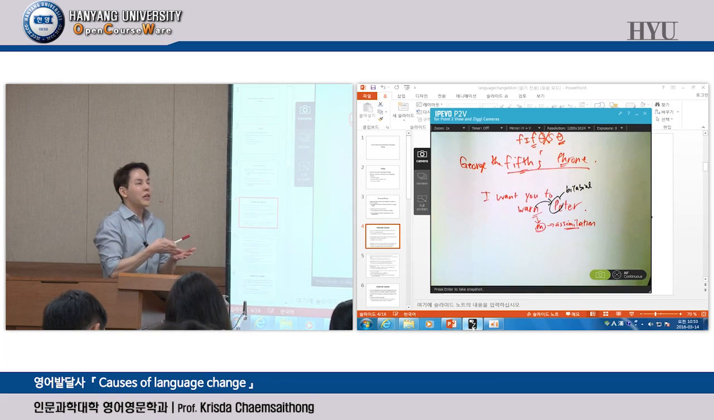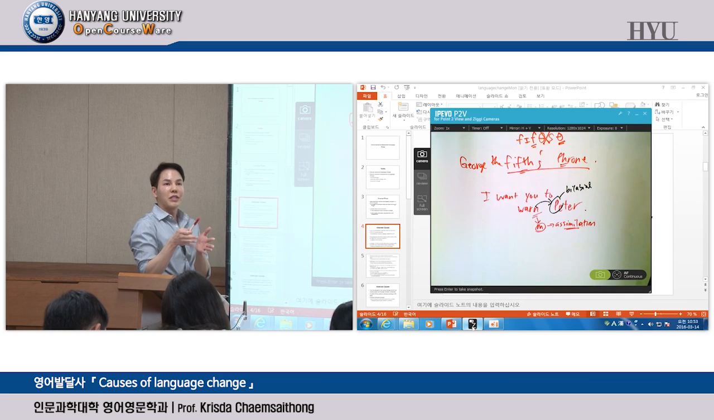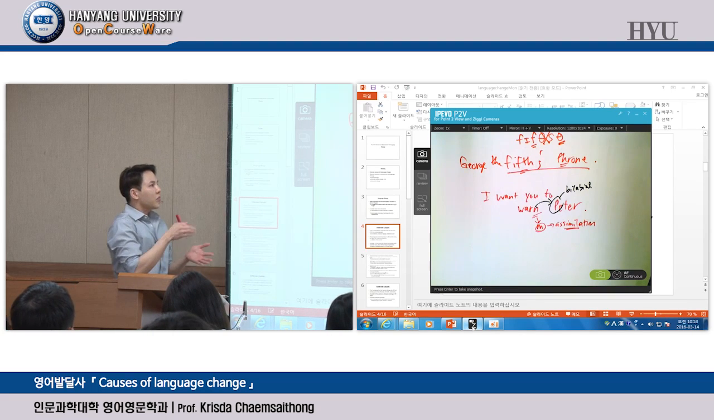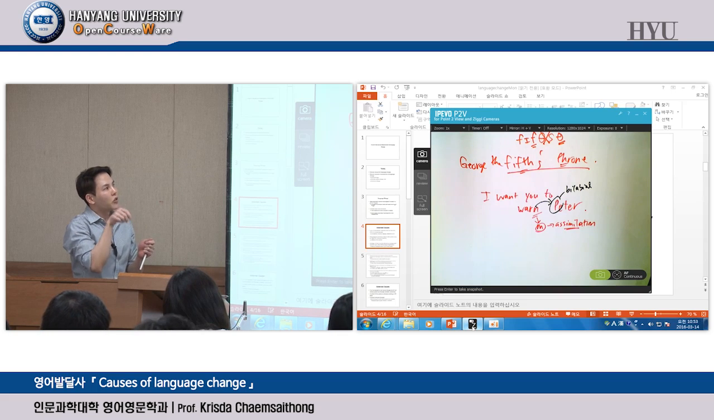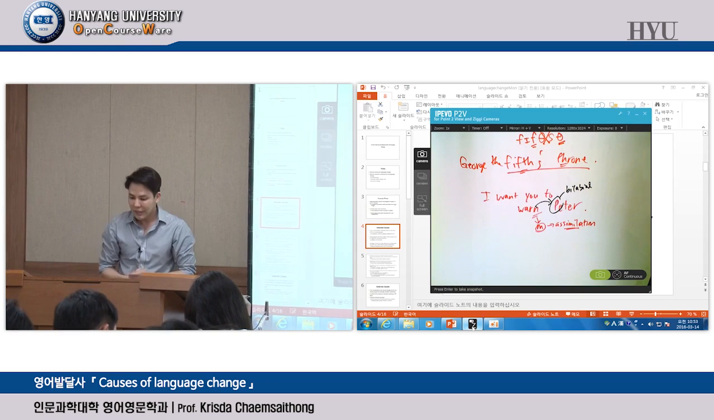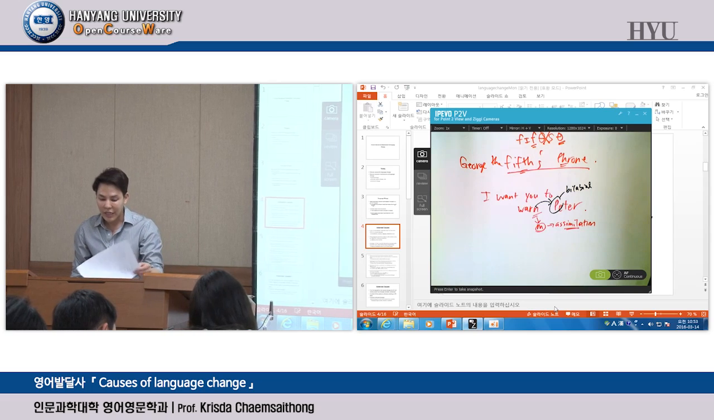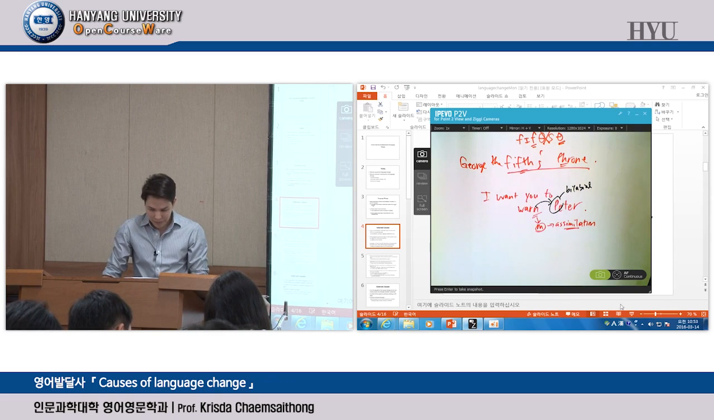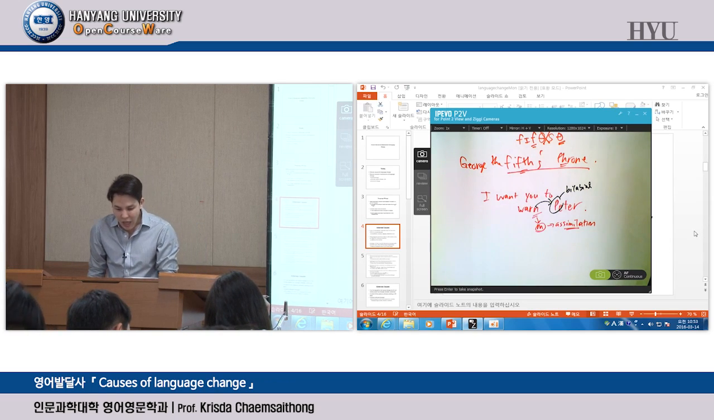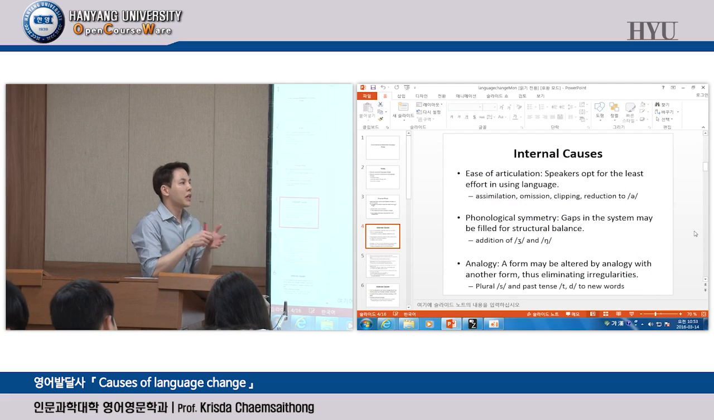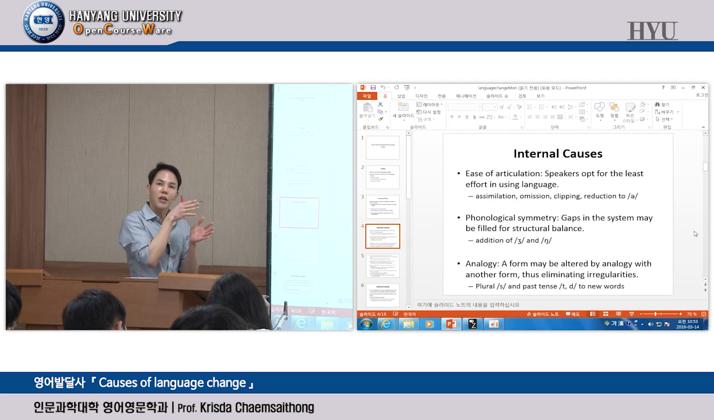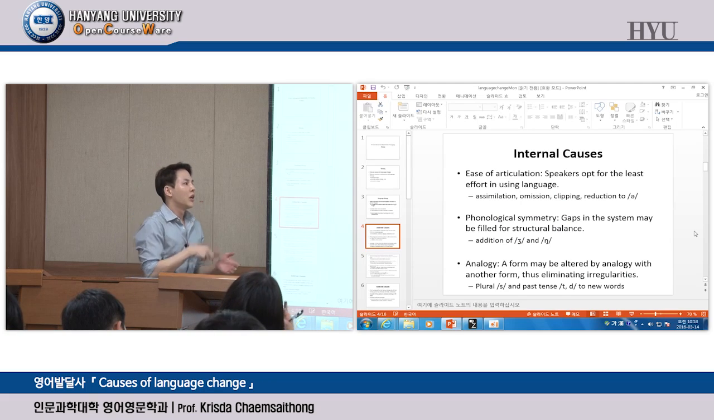So especially when you have so many sounds back to back like this, you tend to drop the middle sound, okay? Ease of effort, right? Ease of articulation. And then you have clipping. Clipping is a process by which you cut one part of the word, right?